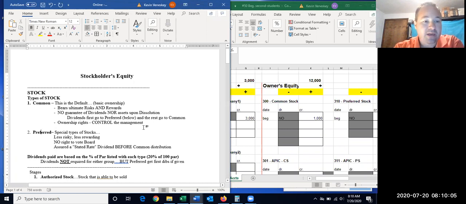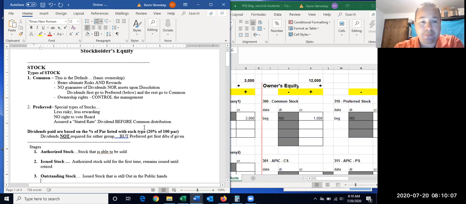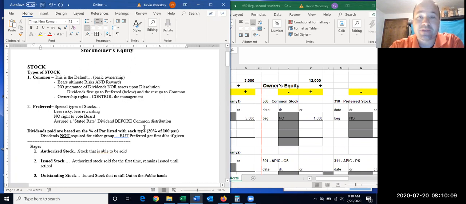So the first thing I wanted to briefly look at is the two different types of stock that companies can offer. They offer either common stock, which is the default. If they only have one type, that's okay, that is the one they're going to use. And this is the basic ownership. You can read through here what it entails, just real basic. I don't go into a lot of detail, just to give you an overview.